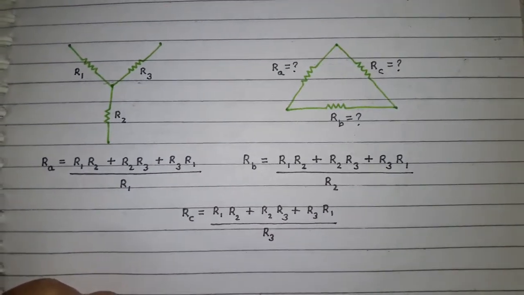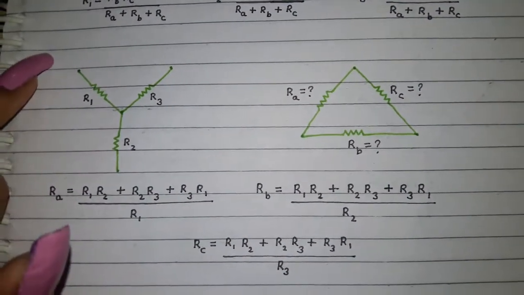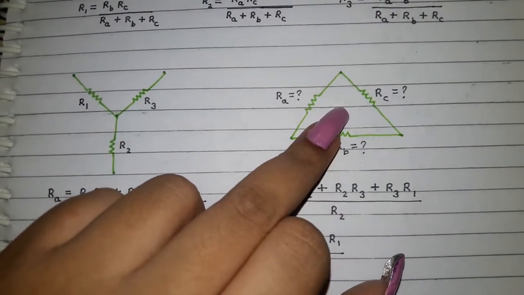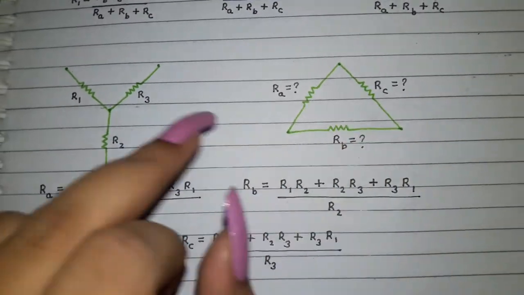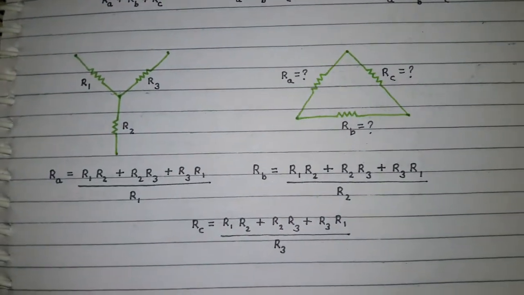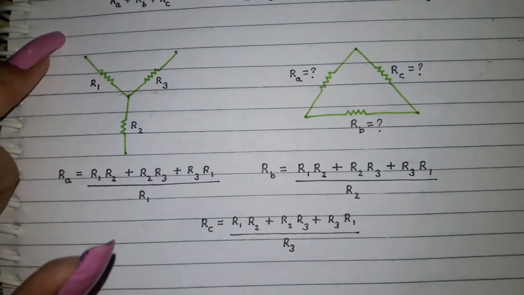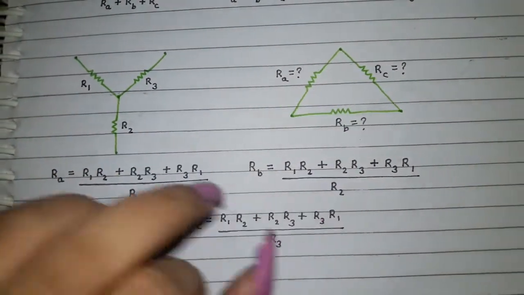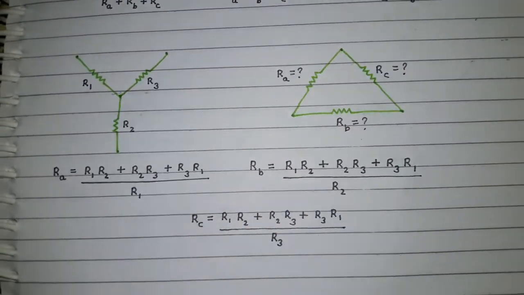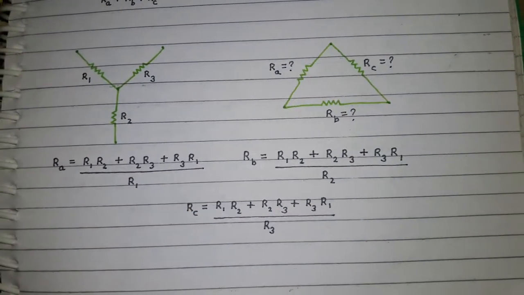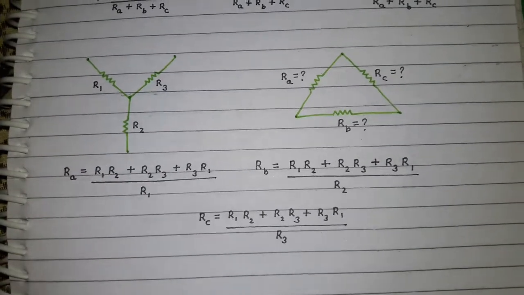The trick is, if you want to calculate this resistance, you take this resistance in the denominator. If you want to calculate this resistance, you take this resistance. If you want to calculate this resistance, you take this resistance into the denominator. As you can see, for the calculation of RA, R1 was in the denominator. For RB, R2 was in the denominator. For RC, R3 was in the denominator. This is a trick to remember. The numerator is the same and the denominator is hence remembered by this trick.